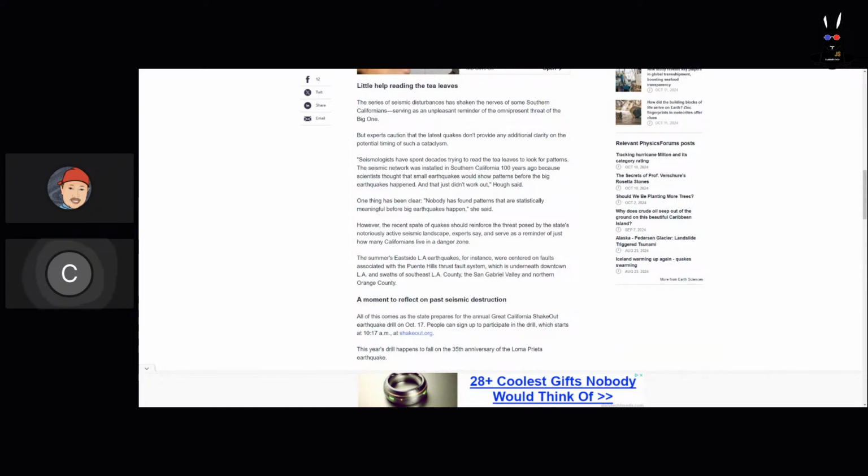All of this comes as the state prepares for the annual Great California Shakeout earthquake drill on October 17th, so next Thursday. People can sign up to participate in the drill, which starts at 10:17 a.m. at shakeout.org. This year's drill happens to fall on the 35th anniversary of the Loma Prieta earthquake. The 1989 temblor was a magnitude 6.9 and centered in the Santa Cruz Mountains. It rocked Northern California, resulting in 63 deaths.